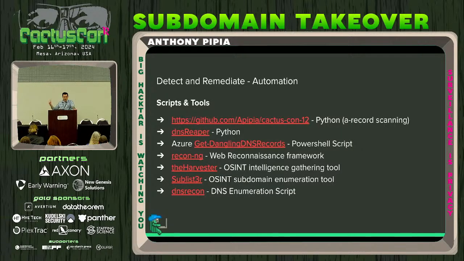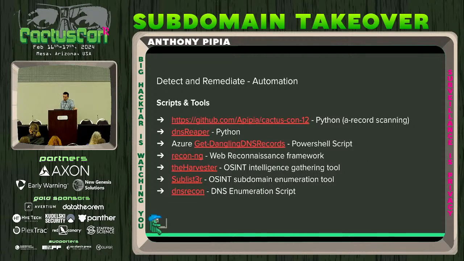So I listed some tools here that you might want to use. The first 3 tools are more for your AppSec, application security team. The first one is just my script. This one scans specifically A records, and it's written in Python. You can check it out. The second one is the DNS Reaper. It's also written in Python. That's the one I mentioned before. Azure or Microsoft does provide a get dangling DNS records if you're a PowerShell person.